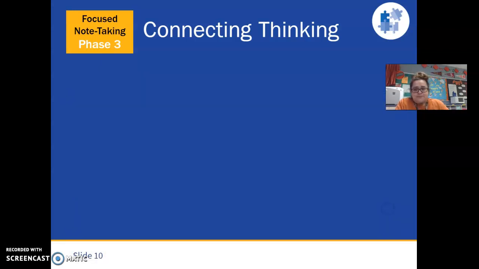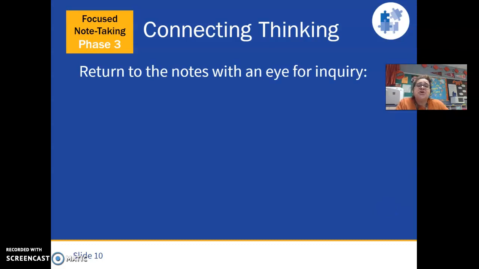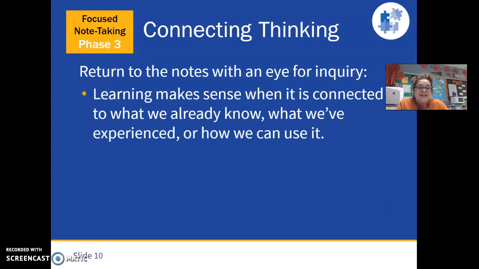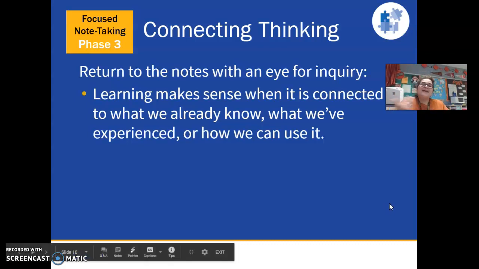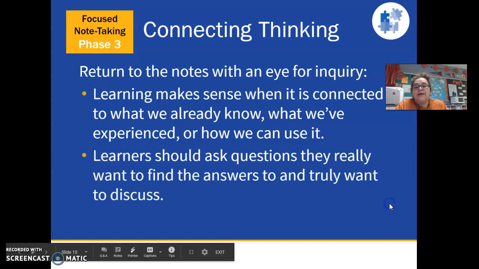So phase 3, guys, you want to return to the notes. Remember, with that inquiry, that research, that question: but why, but how? Learning makes sense when it's connected to things that we know, what we've experienced, how we've used it. I remember in 9th grade when my social studies teacher talked about migration and how people moved from one country to another. It makes me think of what's going on with this war. Making some connection to something you already know.